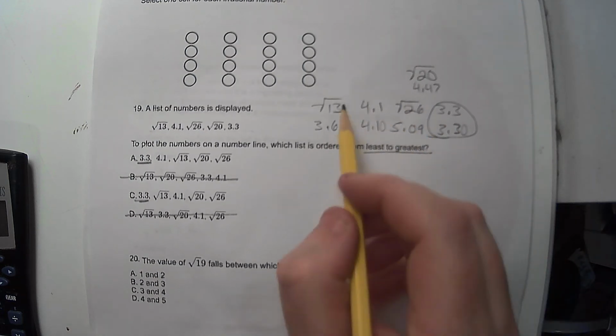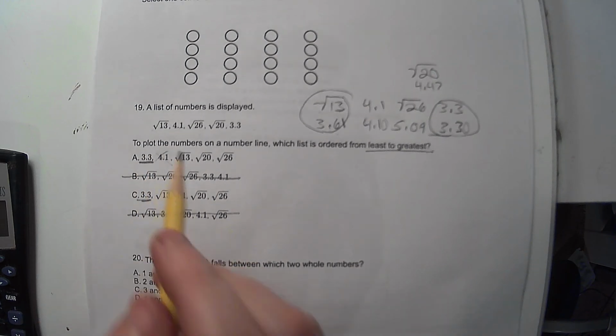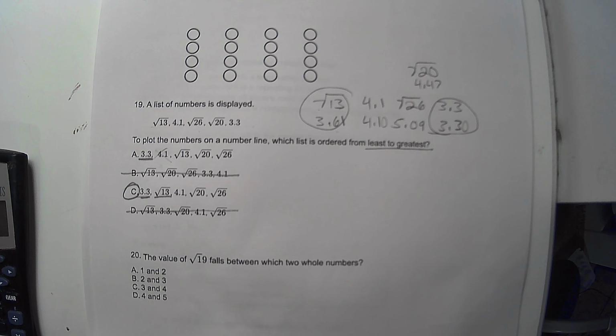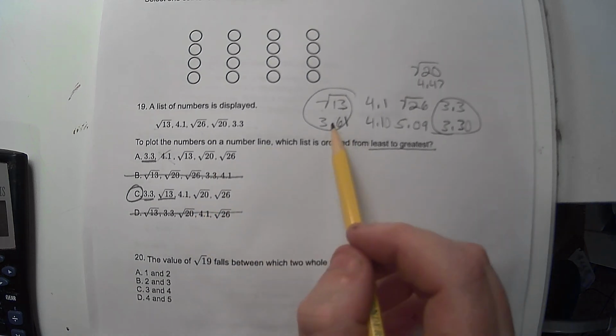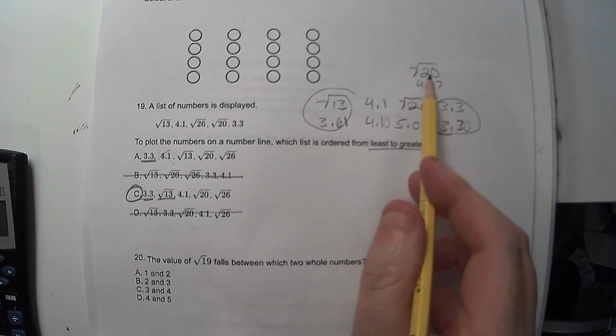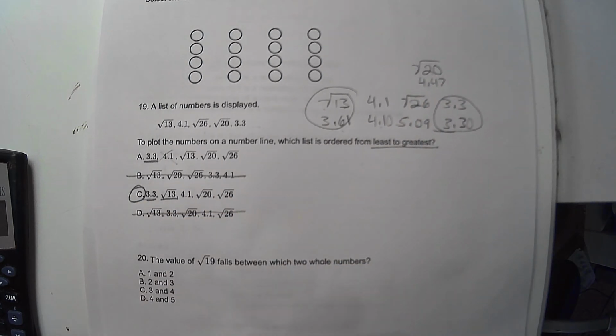Got one more at 3.61. That matches up with the square root of 13. So that's got 4.1. That's got the square root of 13. So C has to be our answer. If you want to, you can go through and check the rest of them. After 361, we've got 410. Then we've got the square root of 20. Then we got the square root of 26. So C is our answer.